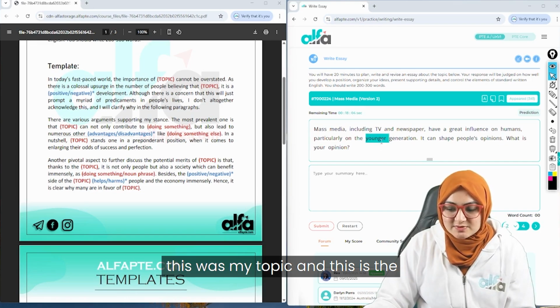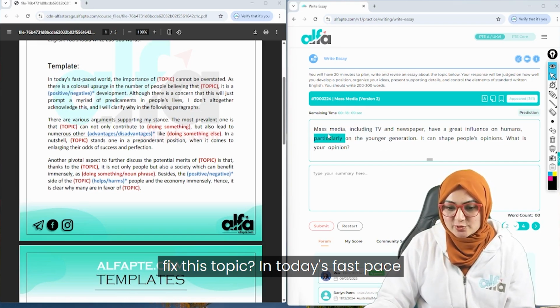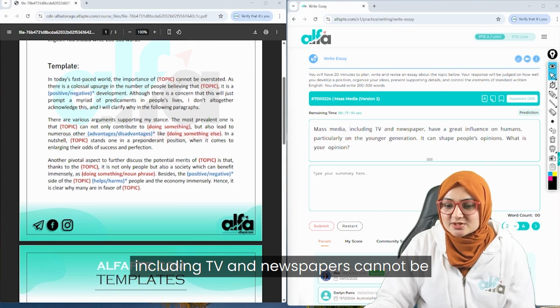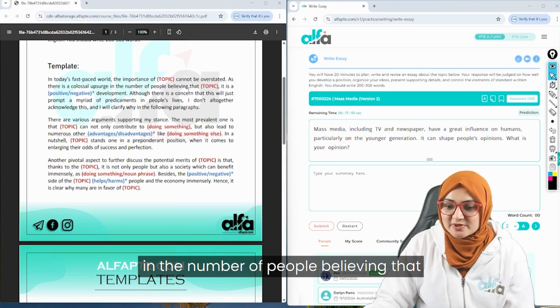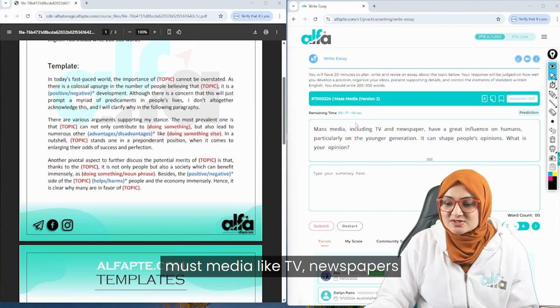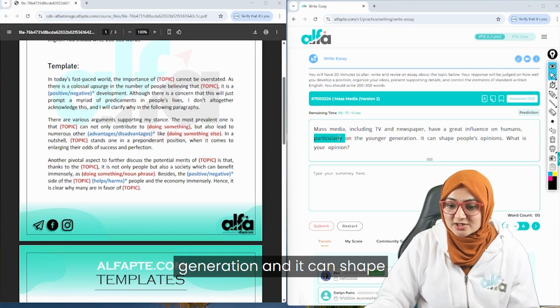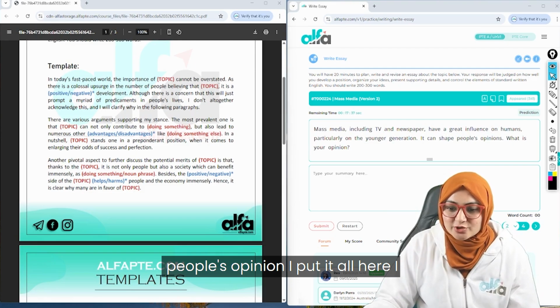Okay, so this was my topic, and this is the structure that I've used. Now, how will I fix this topic? In today's fast paced world, the importance of mass media, including TV and newspapers, cannot be overstated, as there's a colossal upsurge in the number of people believing that mass media like TV, newspapers, and others have great influence on humans, particularly the younger generation, and it can shape people's opinion. I put it all here.